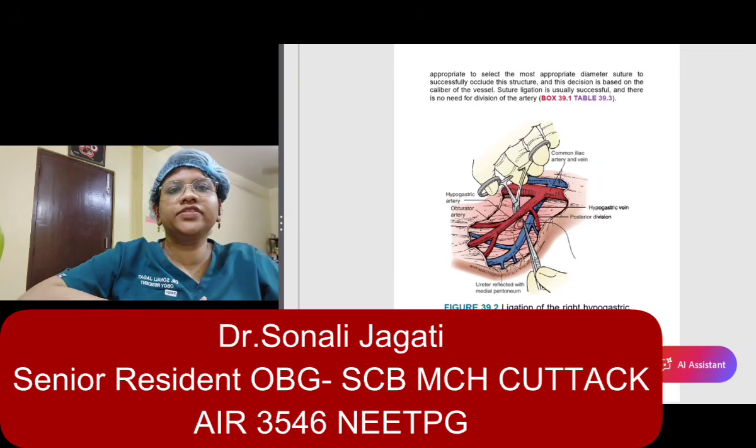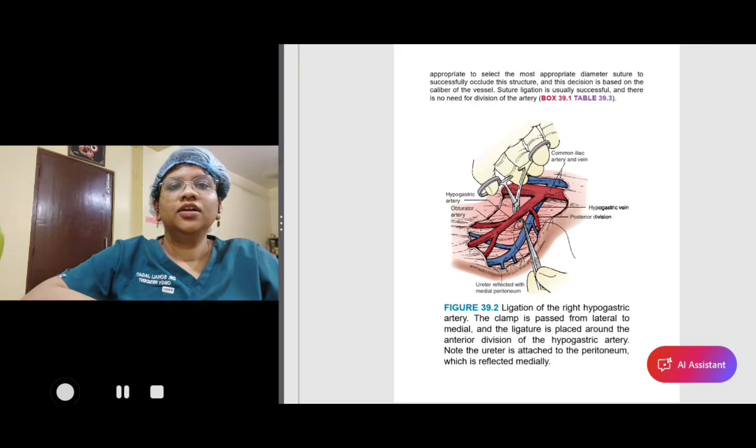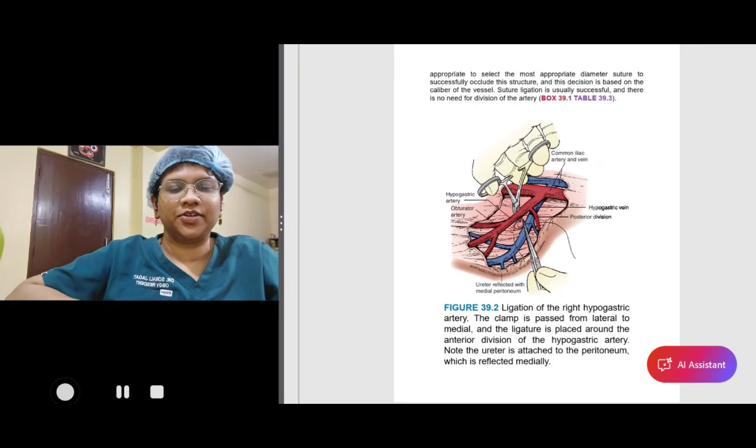Also, this is a very life-saving artery, because in case of obstetric hemorrhage, we have to do the internal iliac artery ligation in case the uterine artery ligation doesn't suffice. So knowing its anatomy is of utmost importance. The source I have used is Shaw's and Novak's. So let's begin with the anatomy.